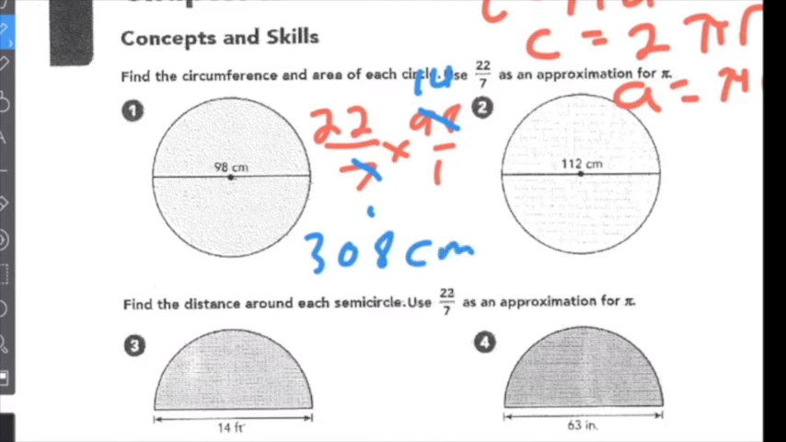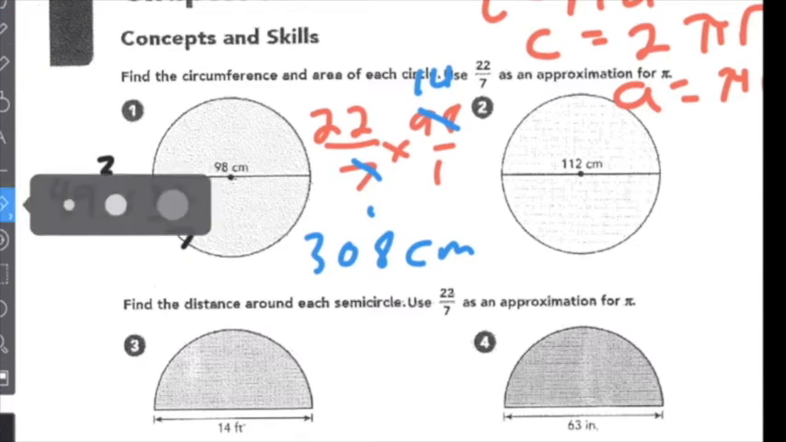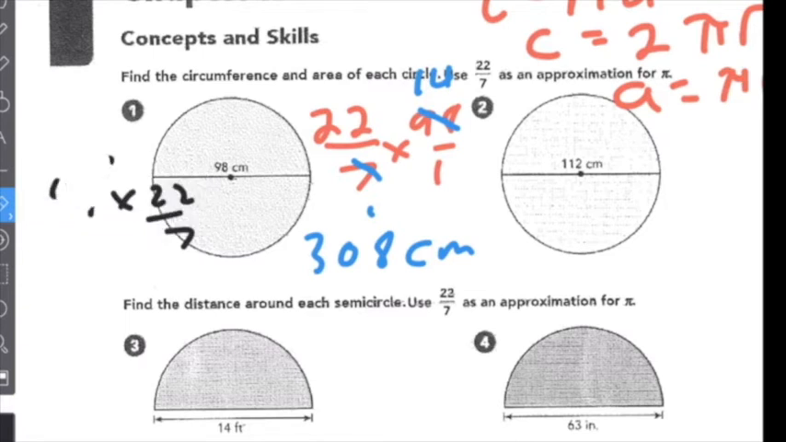When we do the area for this problem, you're going to take 98 and divide it by 2 because we need r squared. So 98 divided by 2 is going to be 49. So it'll be 49 squared times 22 over 7. Now, in class, let me erase that because there's actually a little bit of a better way. I'd rather you just write it like this.